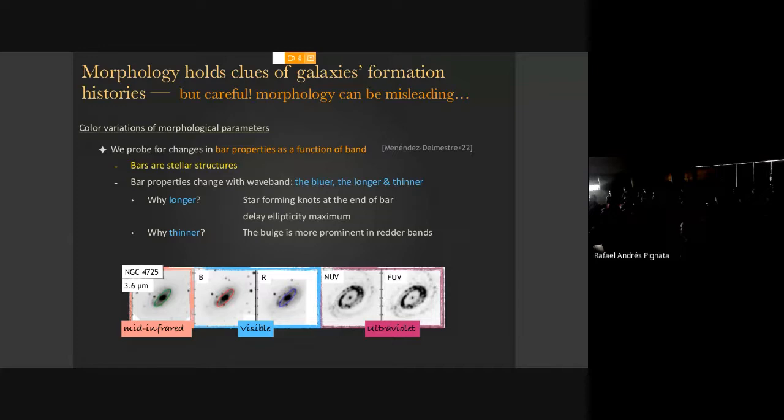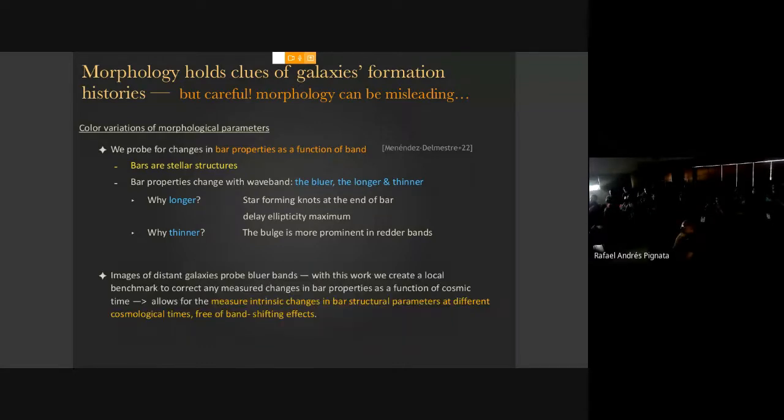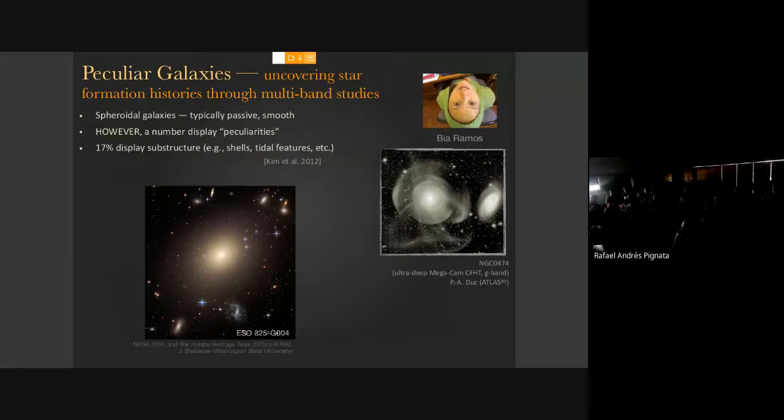This seems pretty simple, but we are just starting to look at bar properties at higher redshift. We have been looking at bar fraction at higher redshift, how this changes. But we're just starting to look at how bar properties actually change as a function of redshift. And we need to pay attention and actually correct those band shifting impacts. So this is the point of this work, to measure intrinsic changes in bar structural parameters at different cosmological times. We need to take into account these things.